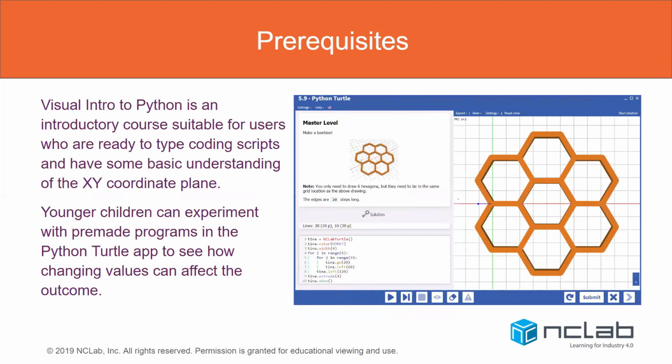In terms of prerequisites, really, it's a good course for users who are ready to type coding scripts and have just a basic understanding of the XY coordinate plane. Younger children can experiment with some pre-made programs in the Python Turtle app to see how changing the values can affect the outcome, and I'll show you that. As long as they have some typing skills, I've had people just dive right into the Turtle course or Visual Intro to Python rather than going through Carol. They learn a lot of the same skills. Carol appeals to some people, and this course appeals to others.